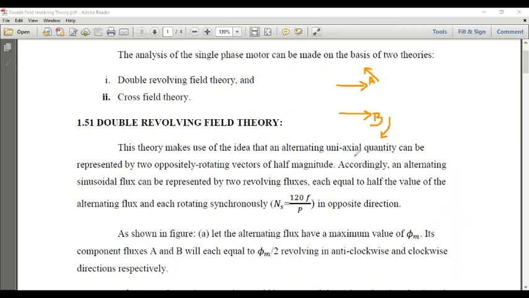According to the principle, two oppositely rotating vectors with half magnitude make phi m. The magnitude is phi m by 2 for vector A, and the magnitude for B is phi m by 2. Here the two vectors A and B are rotating with synchronous speed Ns. The resultant of A and B vector is phi m.